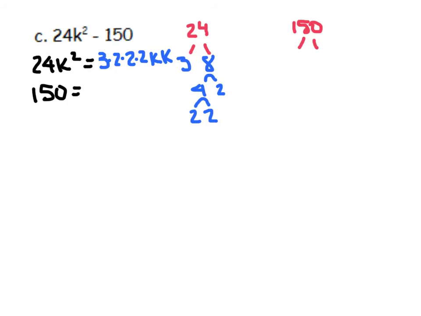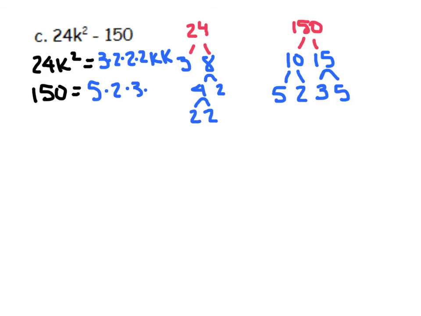Now 150. Two numbers that multiply to 150: 10 times 15. Remember, you can always check to make sure. Okay, we get 150. Now 10 breaks down to 5 times 2. 15 breaks down to 3 times 5. All right, well that's it. So 5 times 2 times 3 times 5.